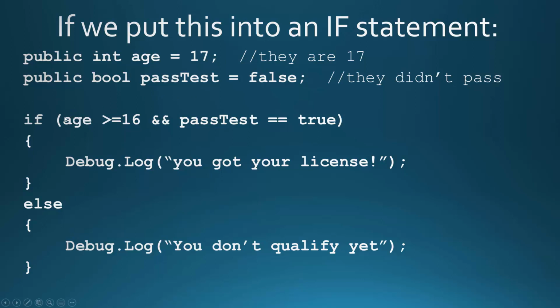So here's my if statement. Inside the parentheses, I'm going to put my entire expression I'm checking. The first part of it is, if age is greater than or equal to 16 and pass test is equal to true, so it'll check both. Both of them need to be true in order to run this first part. If either one of these is not correct, so if they didn't pass the test, but yet they were old enough, it would go to the else. In this case, they probably wouldn't even take the test unless they were at least 16, but in general, that's how it would go. So let's go over to Unity and see this work.